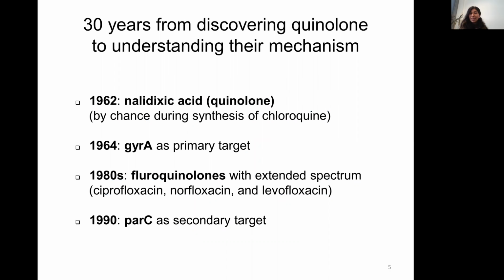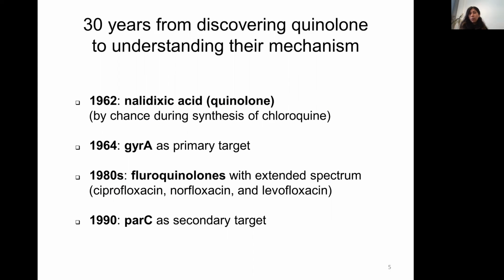However, it should be noted that the mechanism that we mentioned was not easy to understand. It took around 30 years from the discovery of the first quinolone to identifying its target. The first quinolone, which is nalidixic acid, was discovered in 1962 by chance during the synthesis of an anti-malaria drug. Two years later, GLBIO was discovered as the primary target of quinolones.